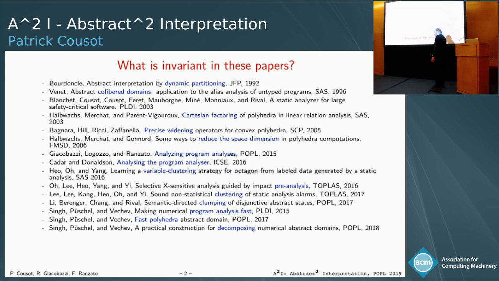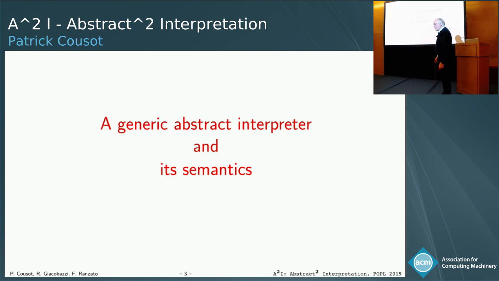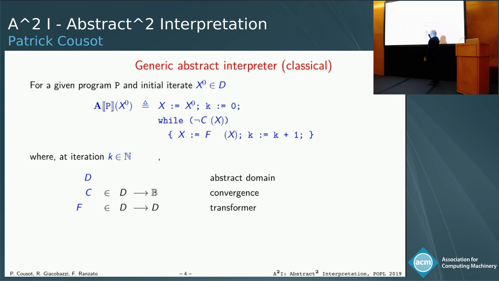I will formalize it, and I start with a generic abstract interpreter. I will define its semantics, then the abstraction, and it's all finished. So this is a generic abstract interpreter. You iterate from some value. While you have not converged, you compute the next iterate by a transformer.